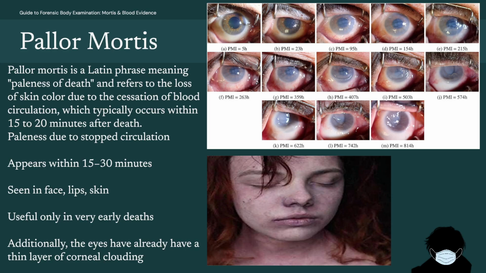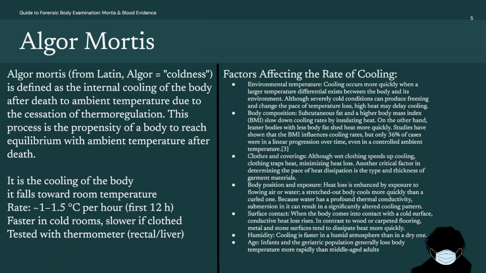Pallor mortis is the paleness of death. It occurs within 15 to 30 minutes, and it's usually obvious and seen in the face, lips, and skin as there's a bit of dryness. It's useful only in very early deaths, and additionally, the eyes already have a thin layer of corneal clouding. As you can see, the image shows the different stages of the eye as it undergoes many hours, and as it increases, the eye continues to degrade in its discoloration of its cornea.